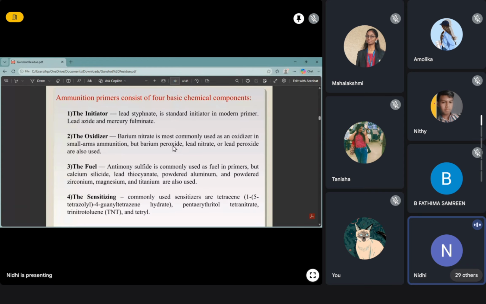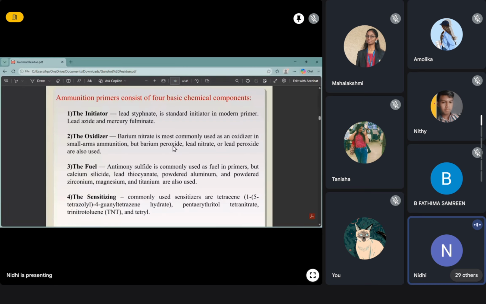So these are the oxidizers: barium nitrate, barium peroxide, lead nitrate, and lead peroxide. Then comes the fuel. Antimony sulfide is commonly used as a fuel in primers, but also calcium silicide and lead thiocyanate. This question is from UGC NET. Why is lead thiocyanate used as a fuel? What is lead thiocyanate used for in firearms? It is used as fuel. Then comes powdered aluminum and powdered zirconium, magnesium, and titanium.